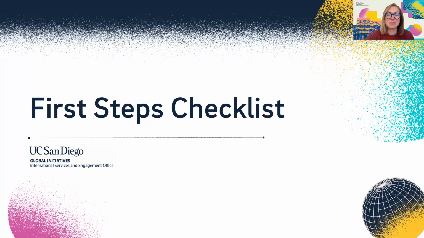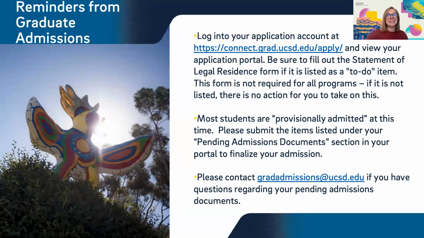Okay, so here are some of your first steps checklists. On behalf of the Department of Graduate Education and Postdoctoral Affairs, and more specifically graduate admissions, congratulations again. Your first step will be logging into your application account at the URL listed here, connect.grad.ucsd.edu/apply. This is where you'll access your application portal.